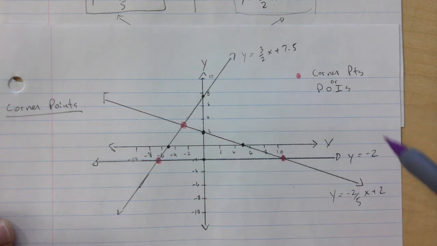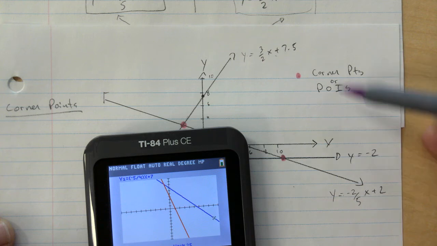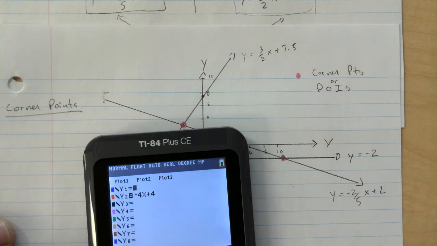In this case, every single one of them has a y equals, so you can actually type all 3 into your y equals. Let's do it in order so we're all on the same page. I'm going to start with this one, then this one, then that one, from top to bottom. So 3/2x plus 7.5, -2, and -2 divided by 5x plus 2. So that's what I have.